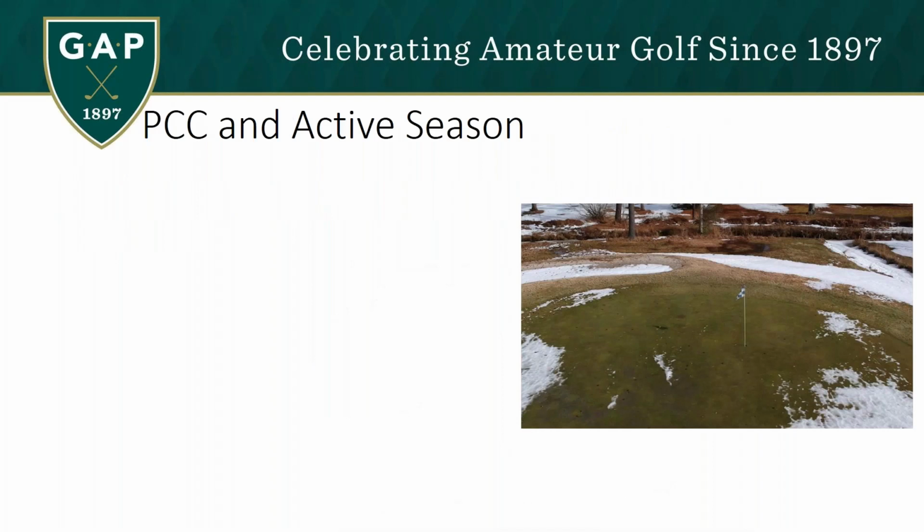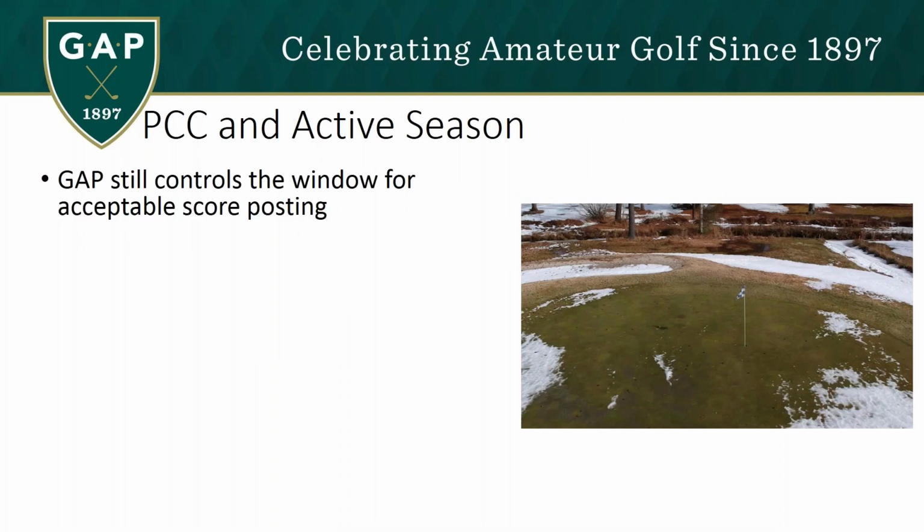But also kind of along those same lines, looking at PCC in the active season, we've been asked, now that PCC is adjusting scores, can we make the active season a little bit longer? So GAP still controls the window for acceptable score posting. We've collaborated with some of the other local associations in the area, like the New Jersey State Golf Association and the Delaware State Golf Association, where we all have that same posting frame. So if a player is traveling 20 miles, they're going to be posting the same window. Right now, it's April 1st to November 14th, and that's always something we're looking at.